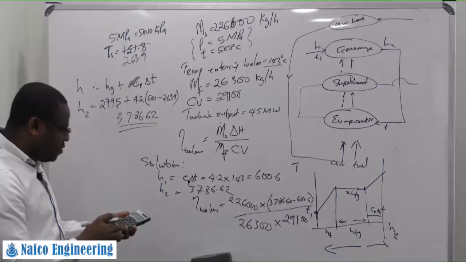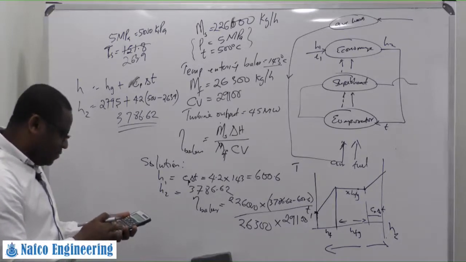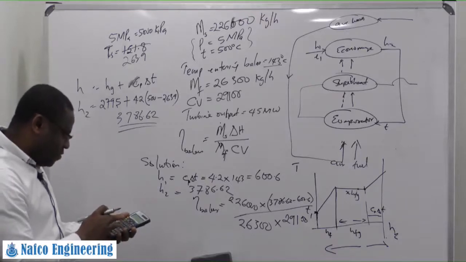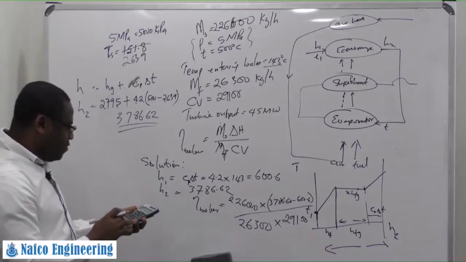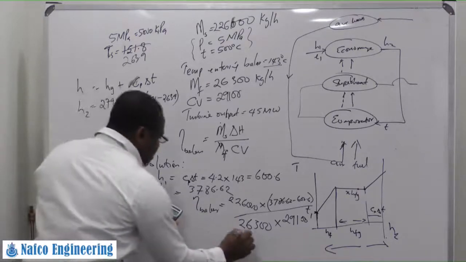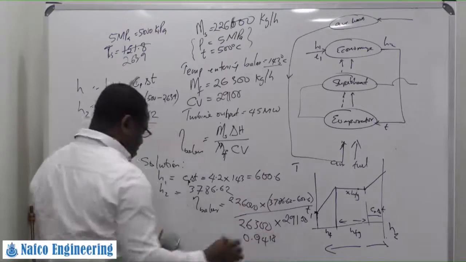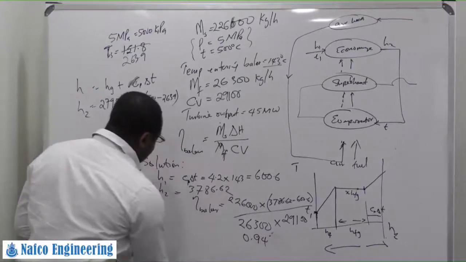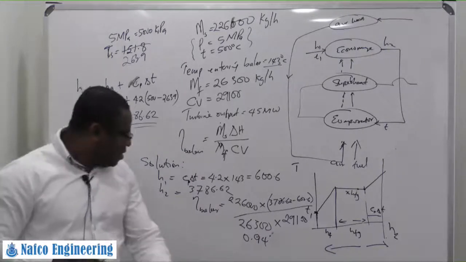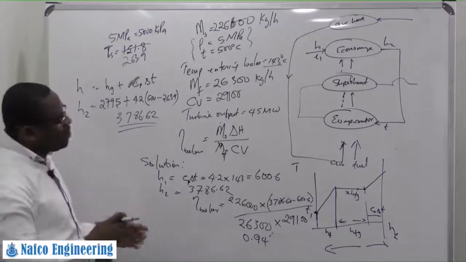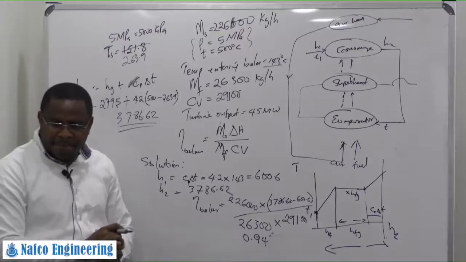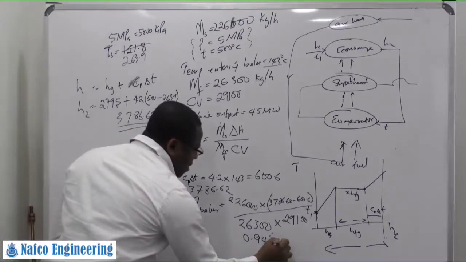So we have 3786.62 minus 600.6 equals this, times 226,000, divided by 26,300, divided by 29,100. Okay, so you get 0.94. Just put it like that. That becomes 94%. So now this is the efficiency of the boiler. Do you leave it like that, or write it in percentage? No, you can leave it like this, or you can put 94%.